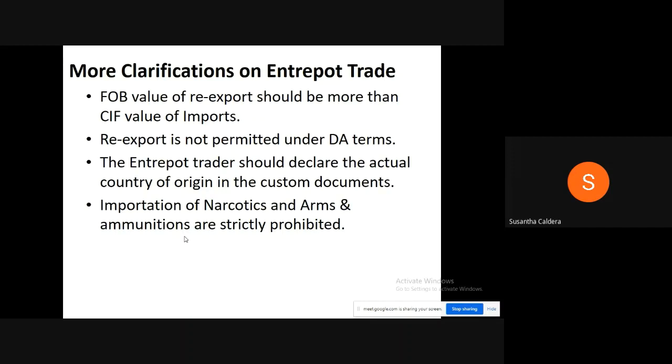ඒක තමයි මේගොල්ලෝ කියන්නේ. අපි ඒක obviously දන්නවා. Right? Re-export is not permitted under DA terms. අපි re-export එකේ DA terms දෙන්නේ නැහැ. අපි දැම්මේ DP terms කියලා. So re-export is not permitted under DA.